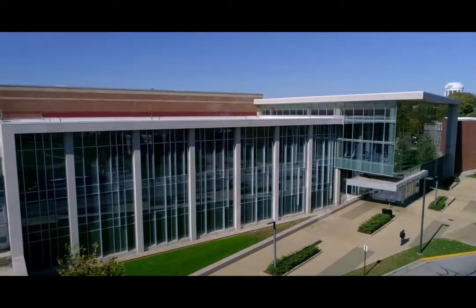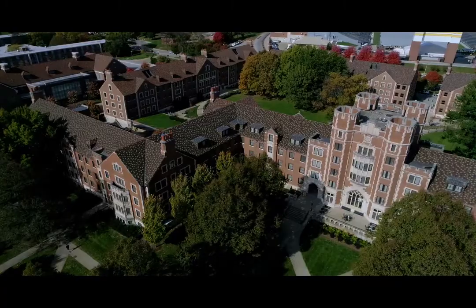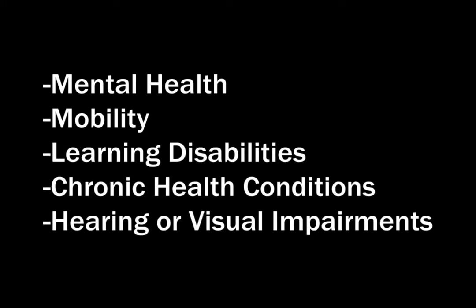The purpose of this video is to briefly review the process that Purdue students must follow in order to request accommodations from our office. If you are a student with a disability that creates barriers to your academic experience, we want to hear from you. This can include mental health, mobility, learning disabilities, chronic health conditions, hearing or visual impairments, and more.